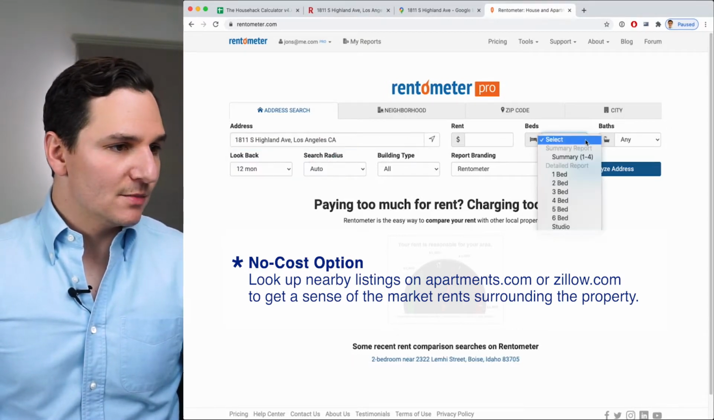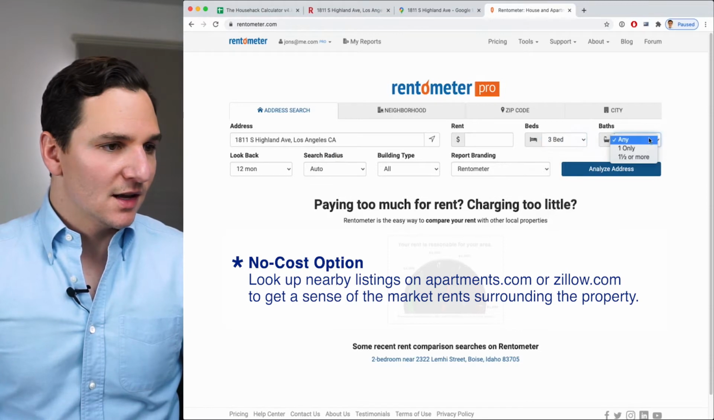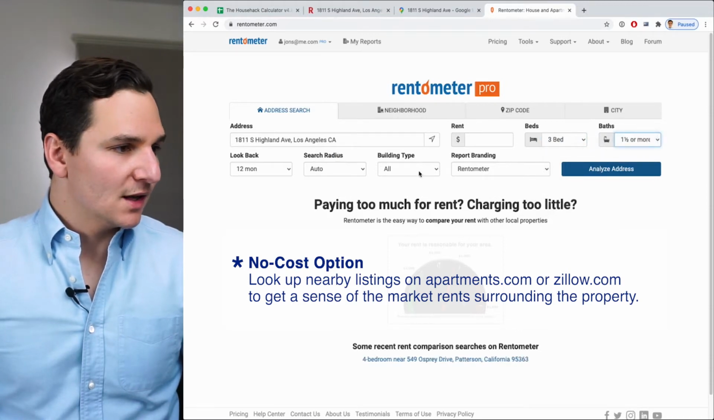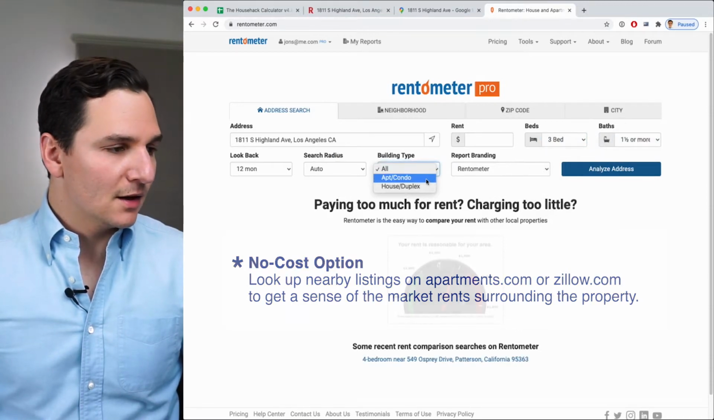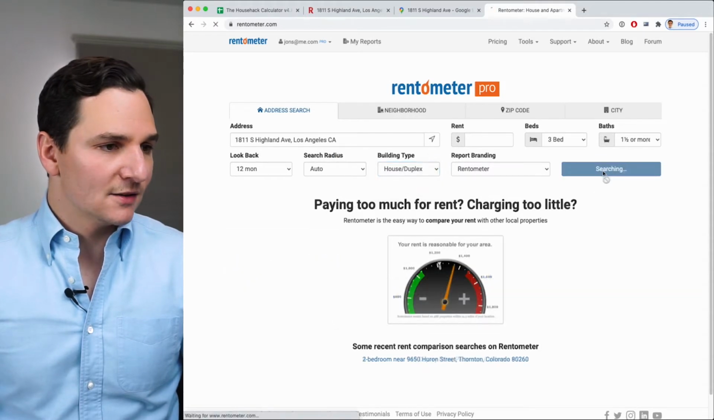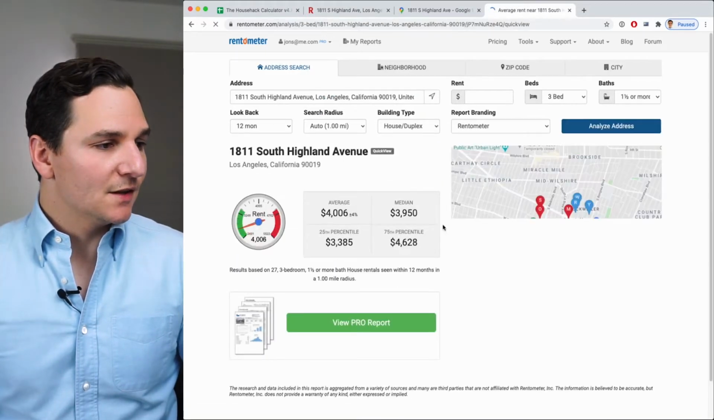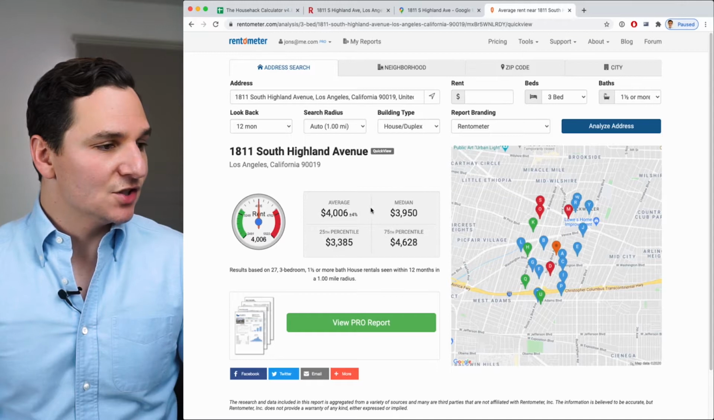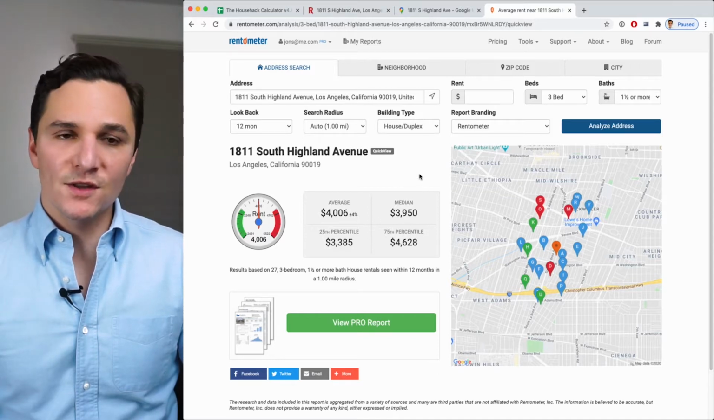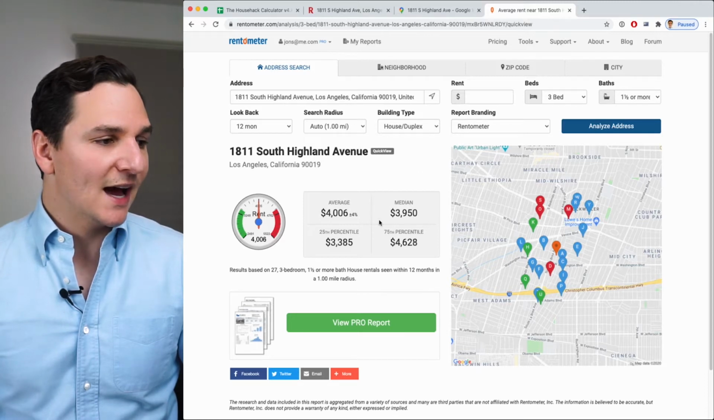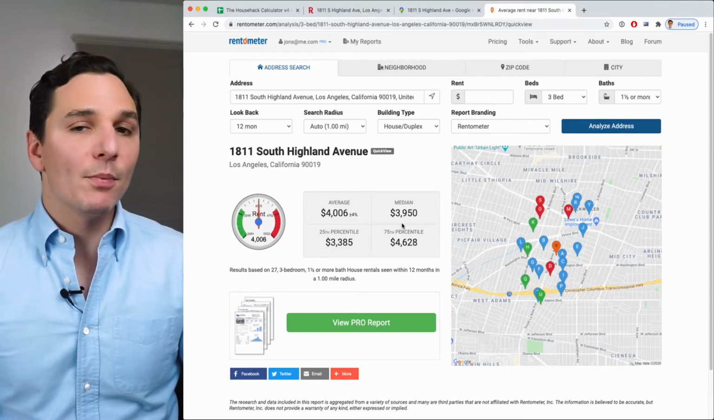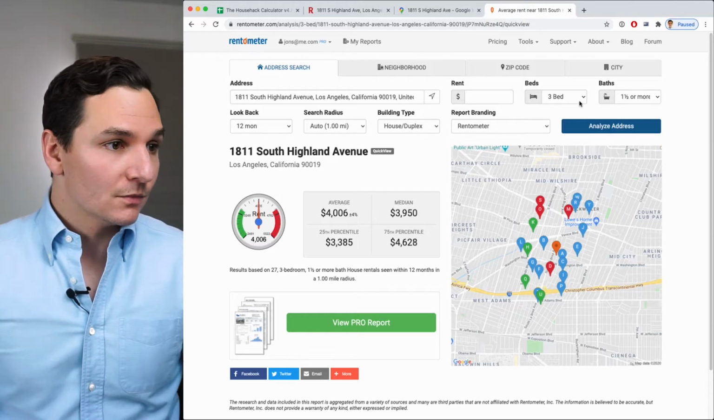And we can tell Rentometer we're looking for a 3-bed. It's got 1.5 or more bathrooms. And the building type, instead of apartment or condo, it's a house or a duplex. So I like to look at the median rent. This is what I pay attention to. Half the rents in the neighborhood are going to be below this. Half the rents in the neighborhood are going to be above this. So this is the rental number that I use to come up with a ballpark for what market rent is.